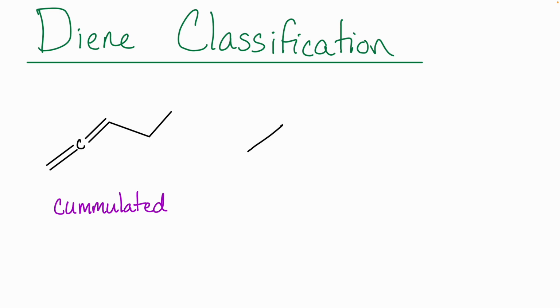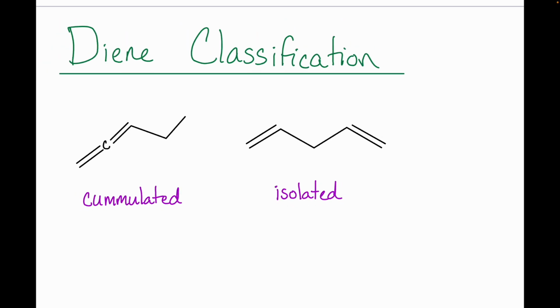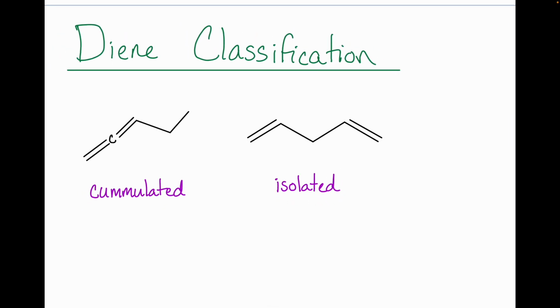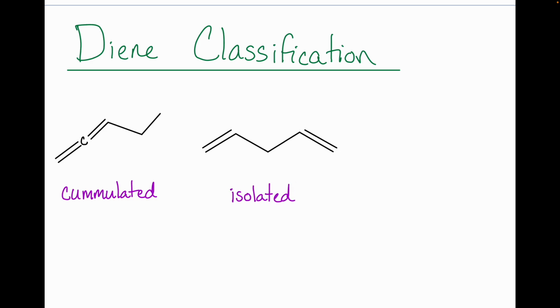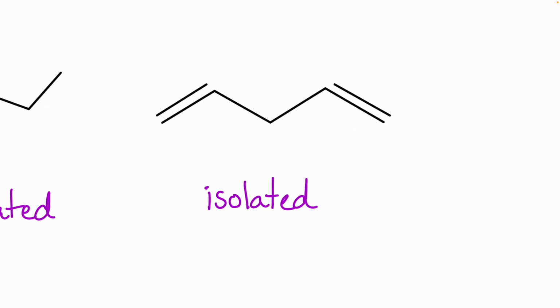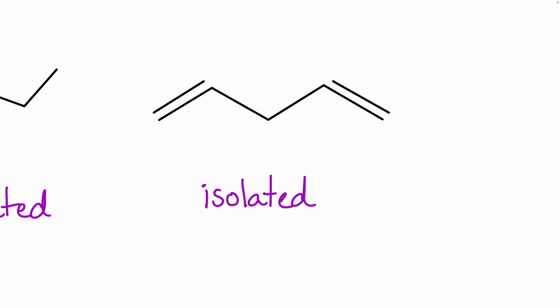Okay. If we have those double bonds located on opposite sides of our molecule, this is what we would call an isolated diene. And the key to an isolated diene is there is at least one or more sp3 hybridized carbons between those two double bonds.